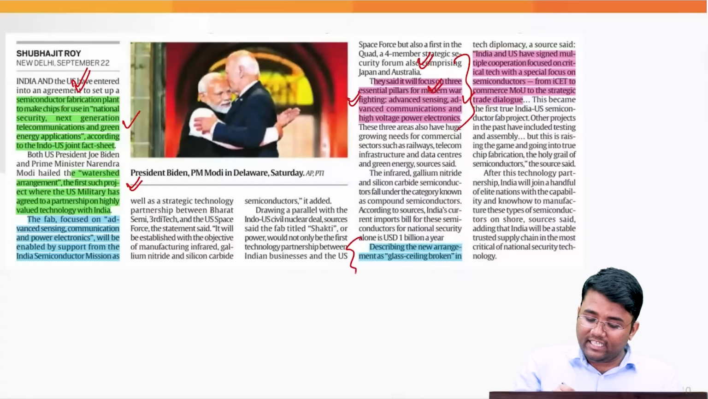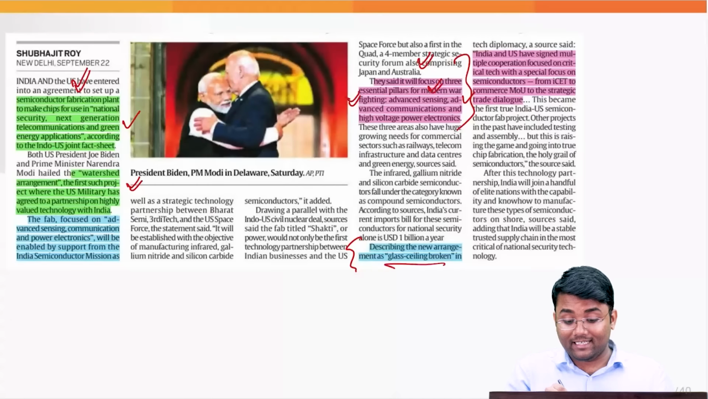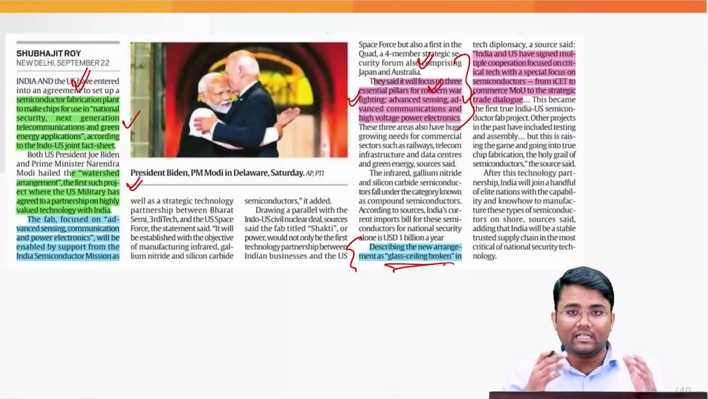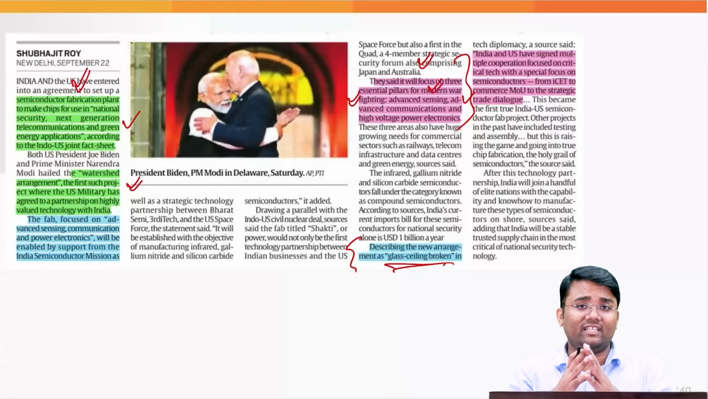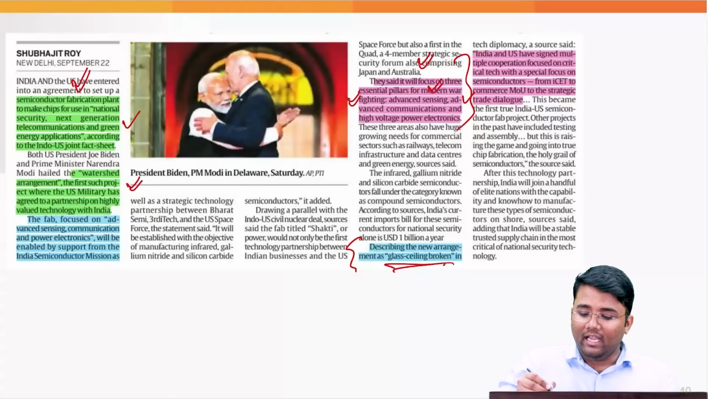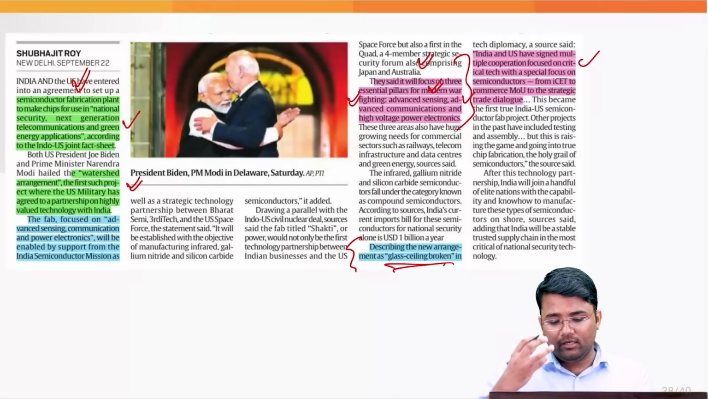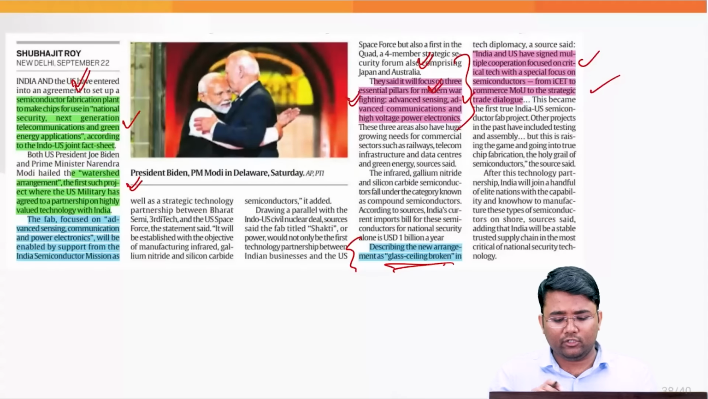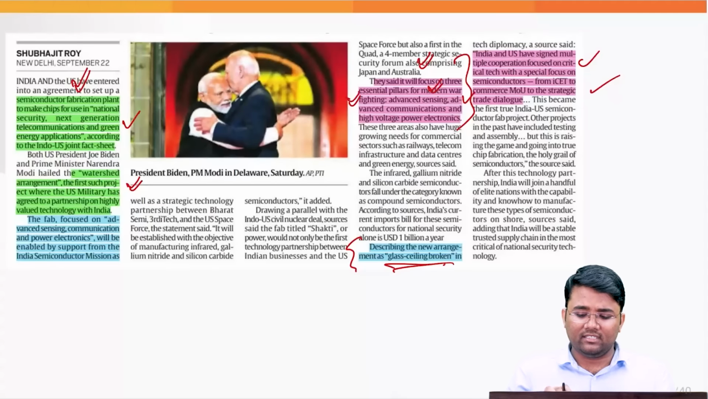Also, they have described this new arrangement as a glass ceiling broken. Glass ceiling is mainly an invisible barrier which is broken between India and US, where the collaboration between the two countries has become much more comprehensive, and India and US have signed multiple cooperation agreements focusing on critical tech, with a special focus on semiconductor, ICT to commerce, MOU to strategic trade dialogue.